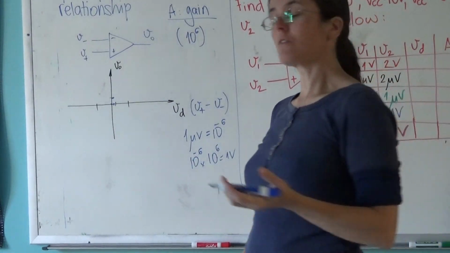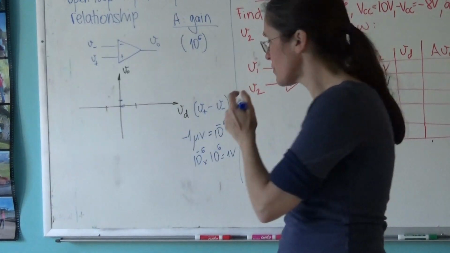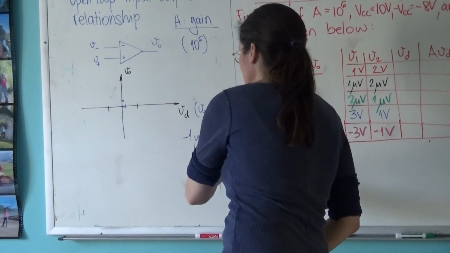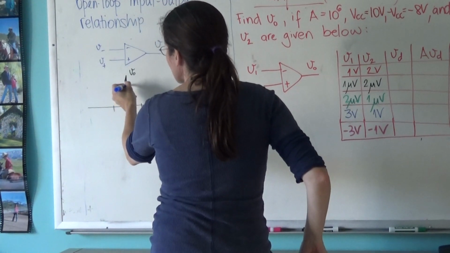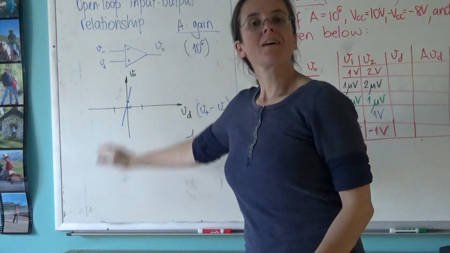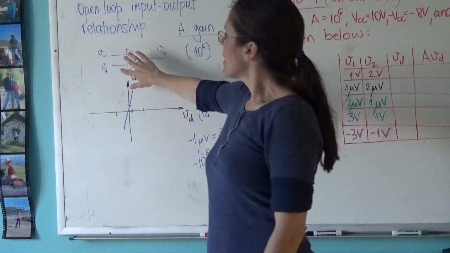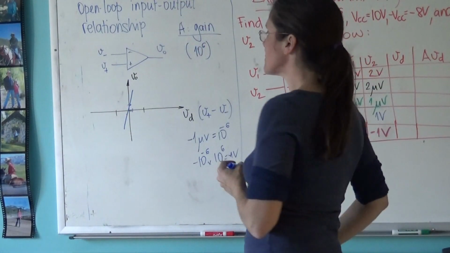Same thing is true if the difference was minus 1 microvolt. Minus 1 microvolt times 1,000,000 is minus 1 volt. So this tells me I have a linear relationship around zero, where the difference between the plus and the minus is very small.